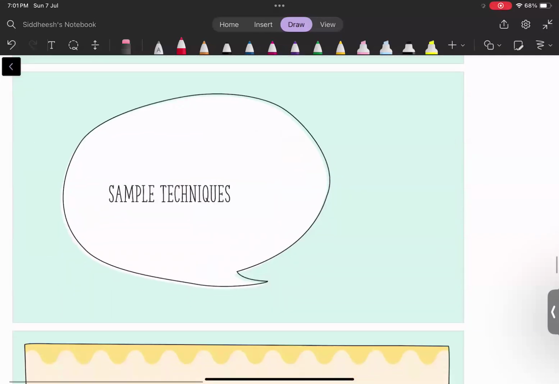Correct? The next thing we are learning is the sampling techniques. This is very, very important before going into the sample size calculation part.